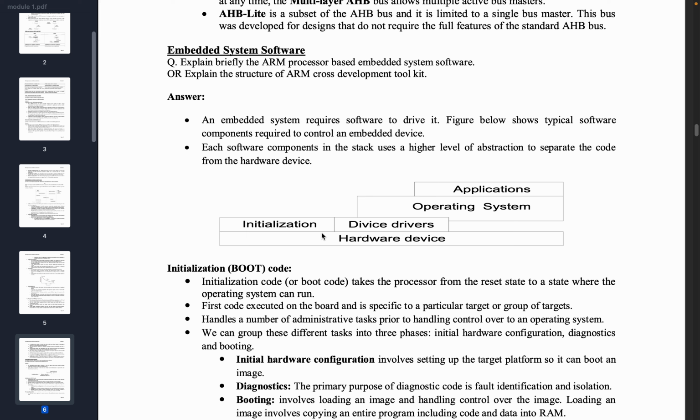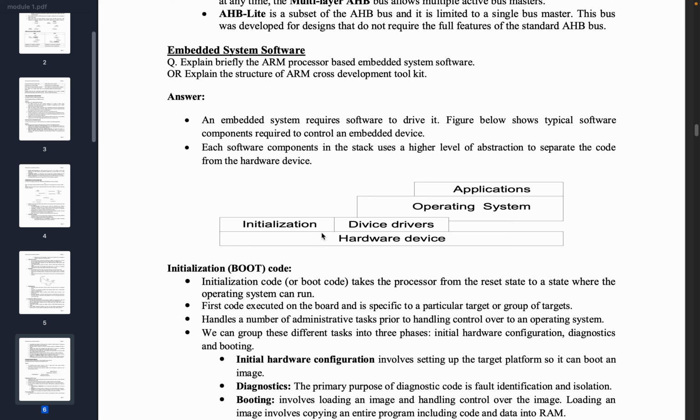Take a processor from the reset state to a state where the operating system can run, meaning the processor can be set to a state where the operating system's first code is executed on board a specific and particular target or group of targets. Then it handles a number of administrative tasks before handing control to an operating system.